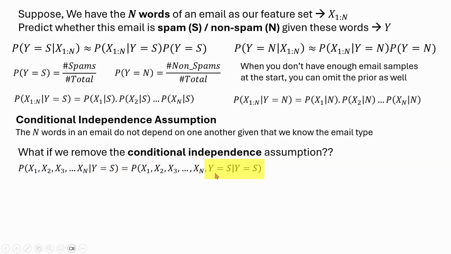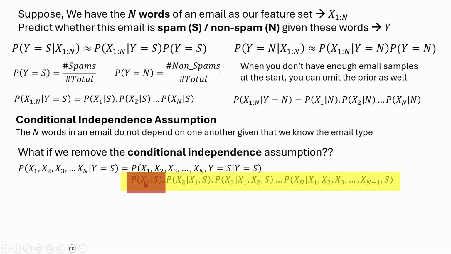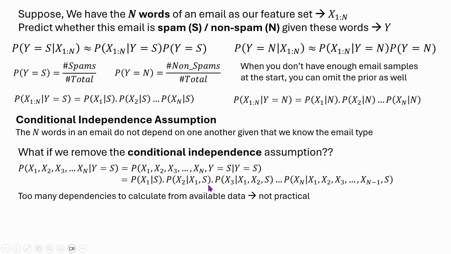And now if we want to break this down without any assumption, this is what it looks like. Probability of x1 given s, probability of x2 given x1 and s, probability of x3 given x1, x2 and s, and so on and so forth. You can already understand that it is quite hard to estimate these things from available data alone. Too many dependencies and it is not practical.